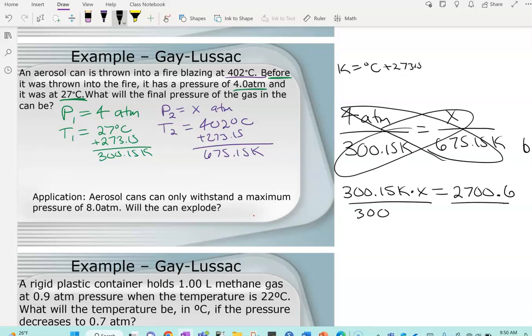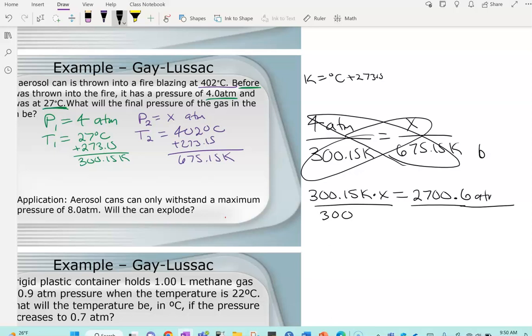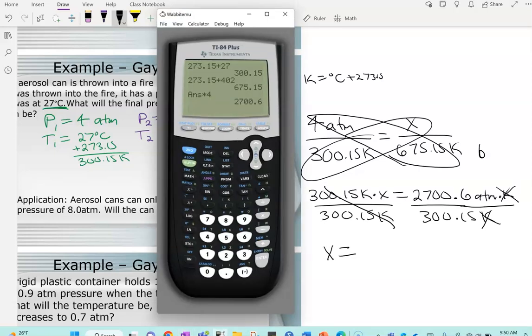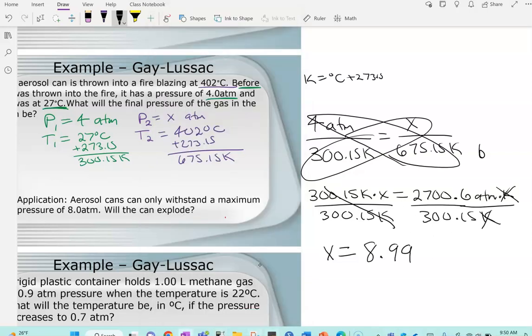Then we have to get X by itself, so we're going to divide each side. For these units, this is atm Kelvin right now. You don't have to put the units in the equation, but I like to do it so you can see how those units would cancel out so that you're just left with the unit you want your answer in. So we're going to divide each side by 300.15 to get the X by itself. If I go 4 significant figures, that's 8.99, so this would be 9 atm.